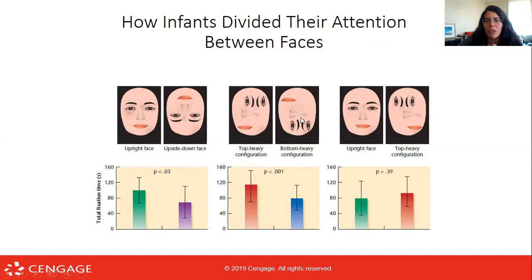Top heavy configurations get more attention than bottom heavy configurations, right? Because this is more face-like than this. And we can compare an upright face to a top heavy configuration. And what we see here is that newborns do pay attention to the template of a face, more so to right side up and top heavy objects than they do to upside down or bottom heavy objects. So it seems like they have a template for faces at birth.